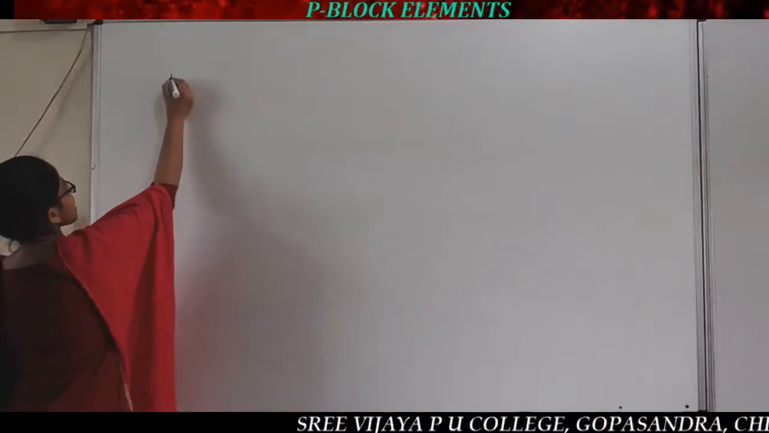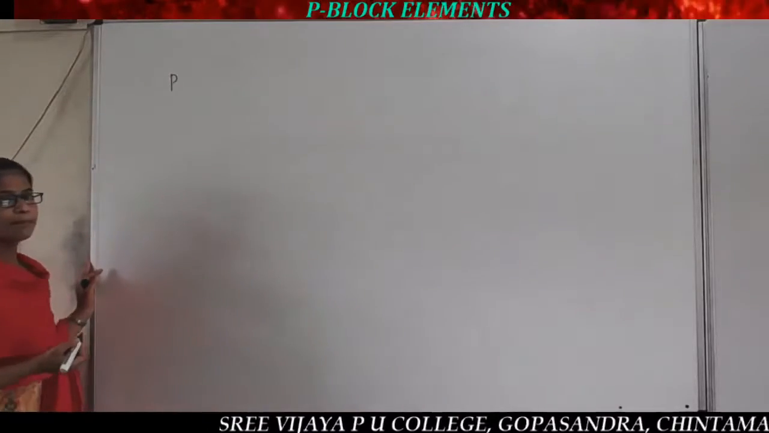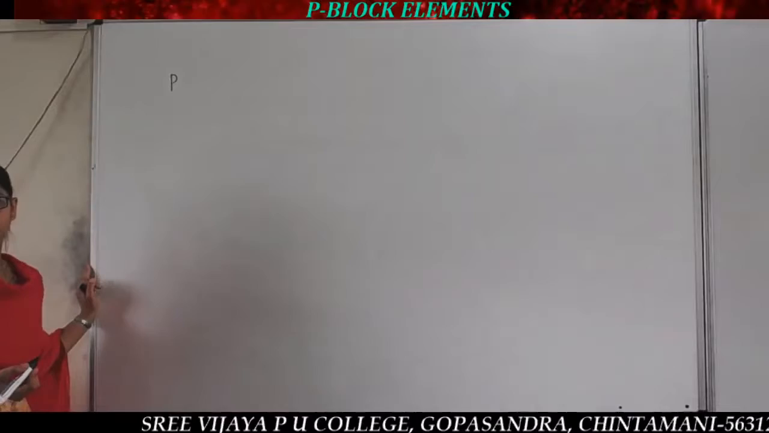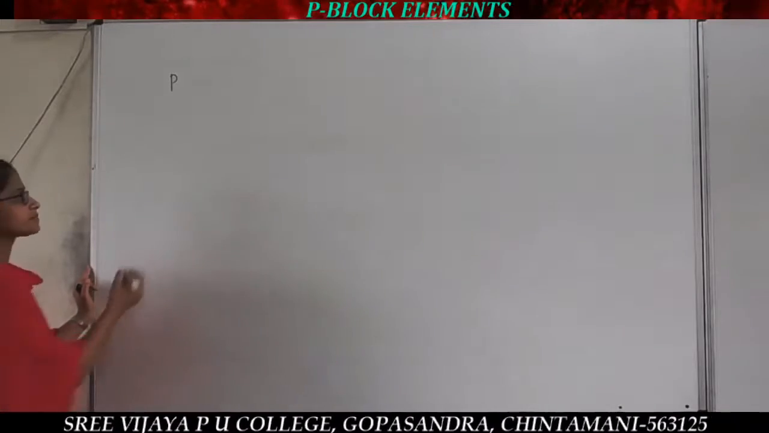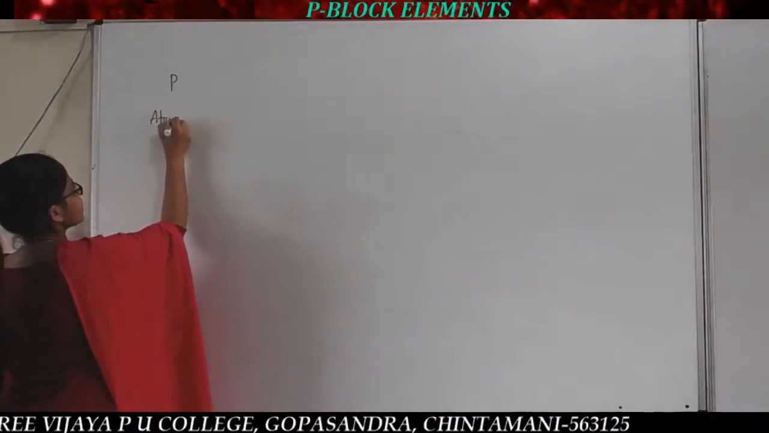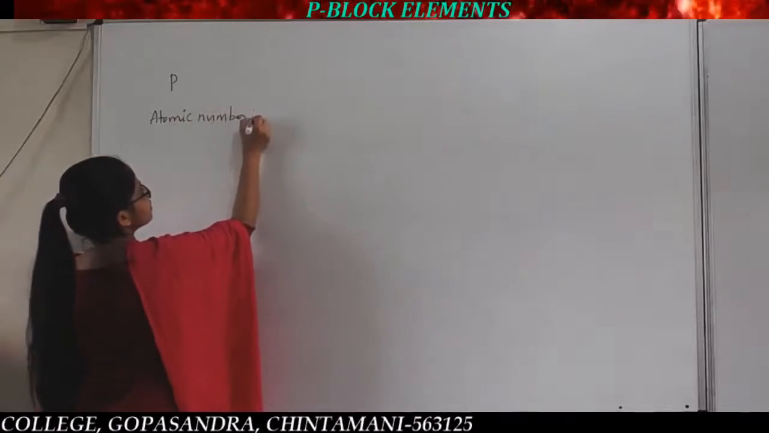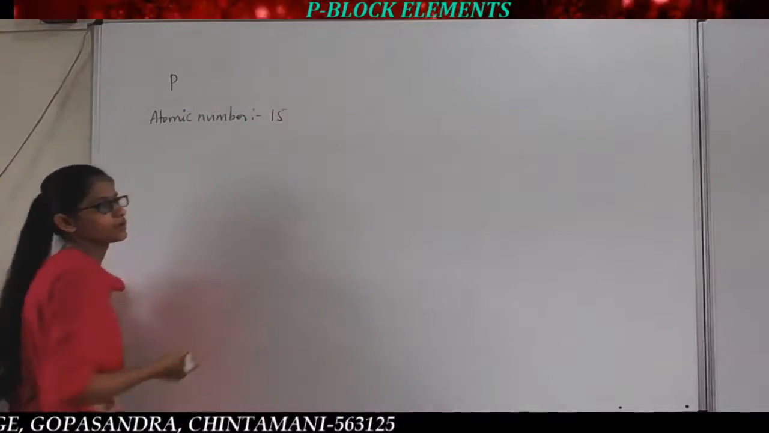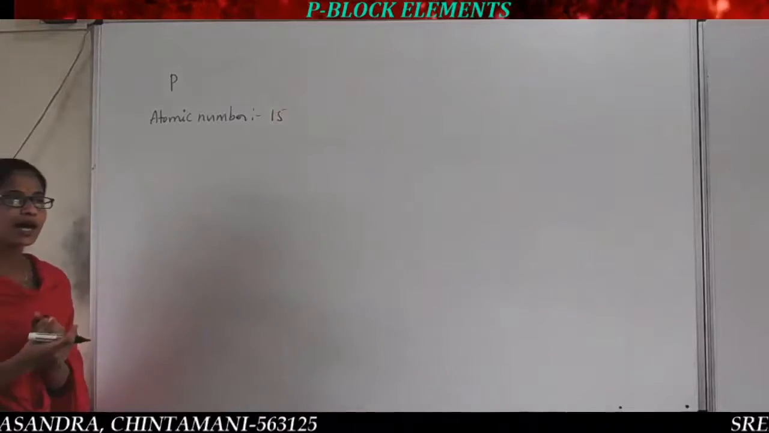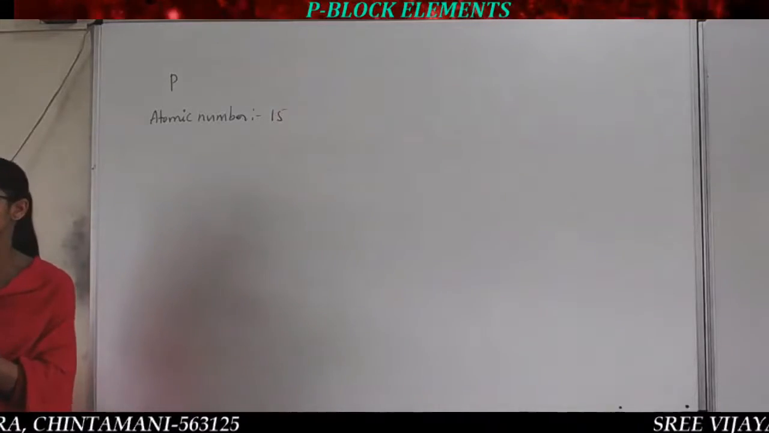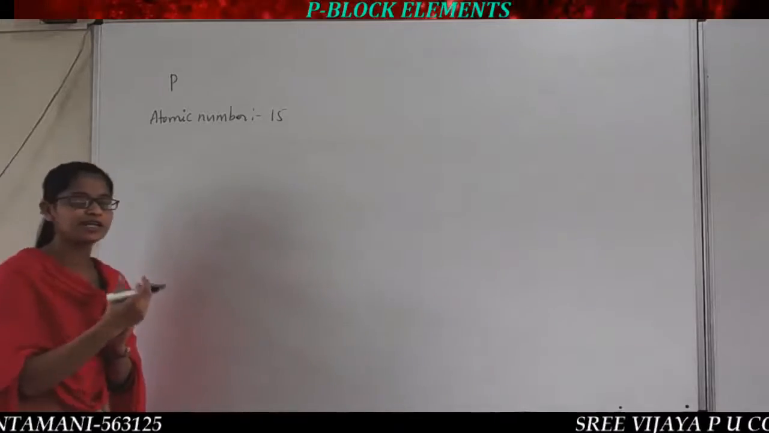Phosphorus has the symbol P. P indicates the symbol of phosphorus. The atomic number of phosphorus is 15. Okay, this phosphorus also has different oxidation states, which we call multivalent.